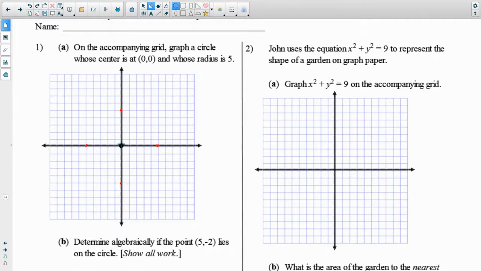So I'm going to just put my pointer right down on the center and just open up that until it touches the points. And there you have it. That is a circle with 0, 0 as the center and a radius of 5.